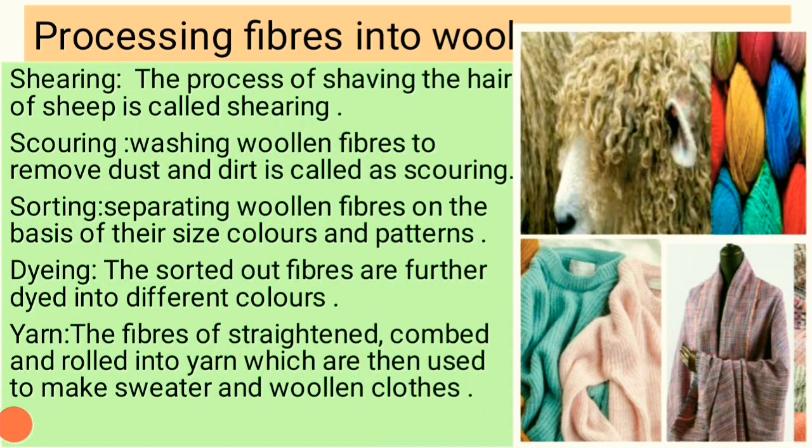Processing fibers into wool. Shearing. The process of shaving the hair of sheep is called shearing. Scouring. Washing woolen fibers to remove dust and dirt is called scouring. Sorting. Separating woolen fibers on the basis of their size, colors and patterns. Dyeing. Sorted fibers are further dyed into different colors. Yarn. The fibers are straightened, combed and rolled into yarn, which is then used to make sweaters and woolen clothes.